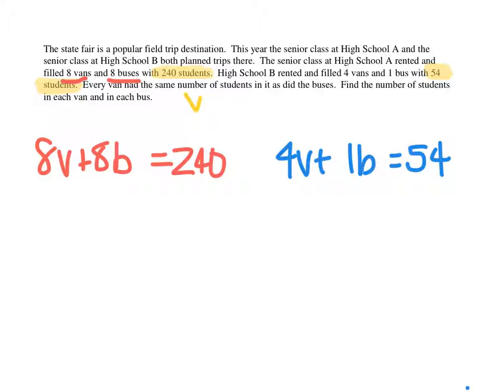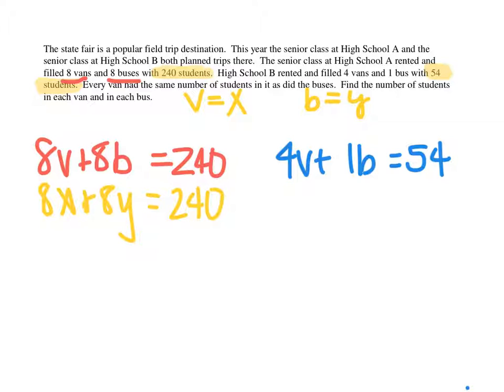So I'm going to change one of my letters to X and one of my letters to Y. It doesn't matter which one, but I'm going to change my V's to X's and my B's to Y's. So I'm going to rewrite this as 8X plus 8Y equals 240. And the other one is going to be 4X plus 1Y equals 54. And now I need to solve.